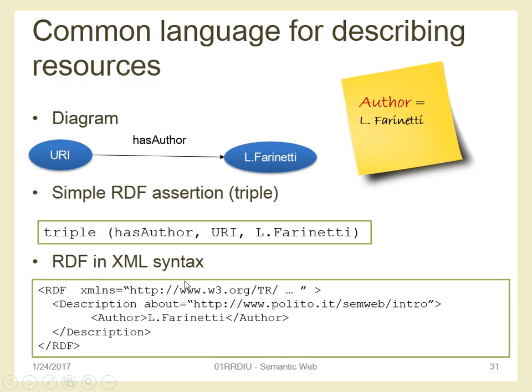In XML syntax, XML is very verbose, so to write something very short, you write something very long. This is the namespace of RDF, that means the vocabulary that RDF uses. It says I'm describing something: this is the URI, the subject. The verb, the predicate, becomes a tag name, and the object is the text inside the tag. Then I close the description. It's just an alternative and more verbose way of expressing this data model.